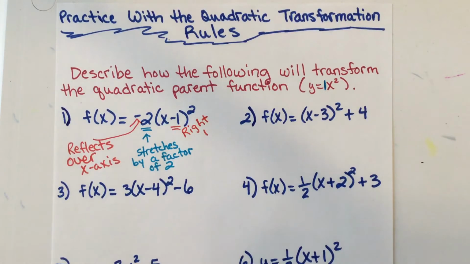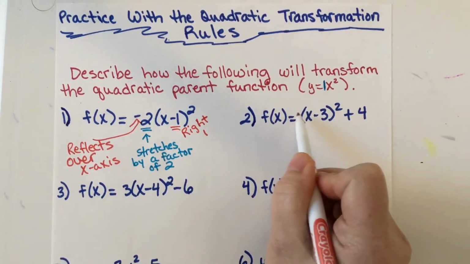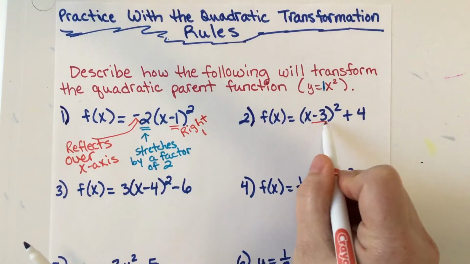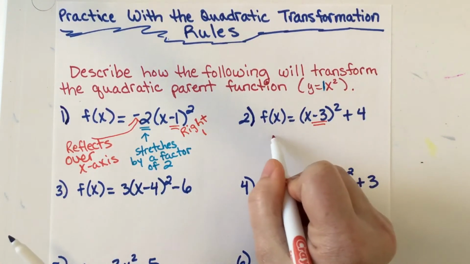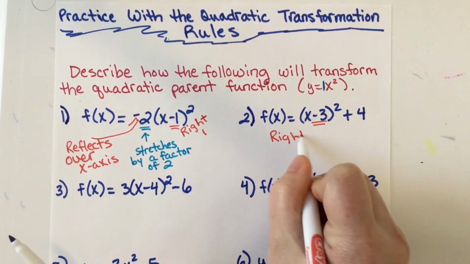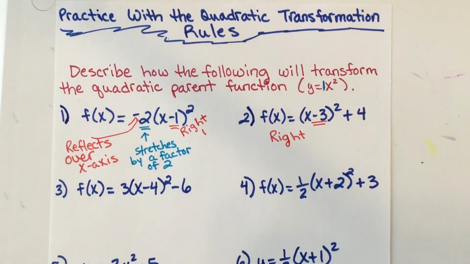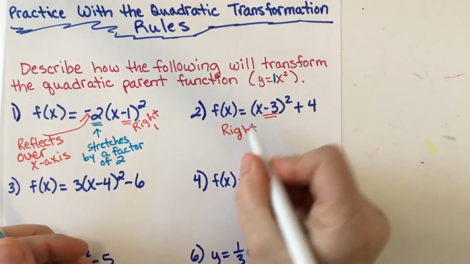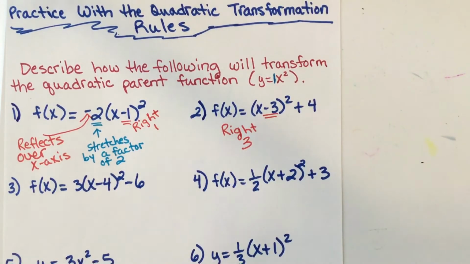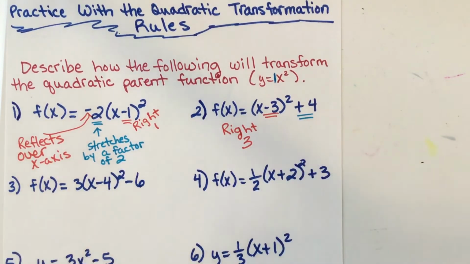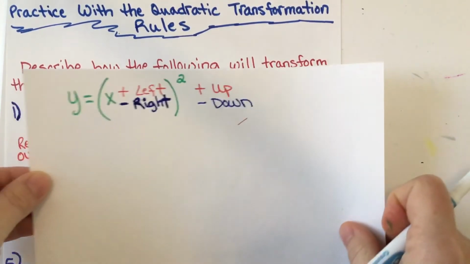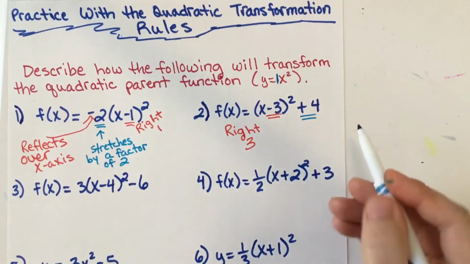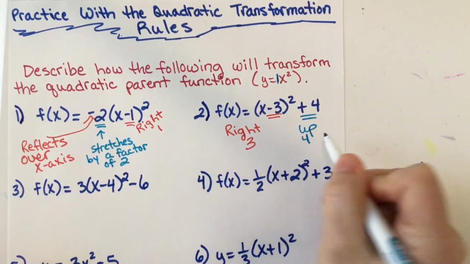Okay, looking at number 2. I don't have anything in front, so I don't have to worry about reflections, stretches, or compressions. So the -3 inside, any guesses? It's going to go right 3. The number in the parentheses is left or right, opposite of your natural thought. And the +4, oh, and sorry, I want to put right 3. And the number in the back makes the graph go up or down, but it does what you think. Plus would be up, minus would be down. So +4 means it goes up 4.